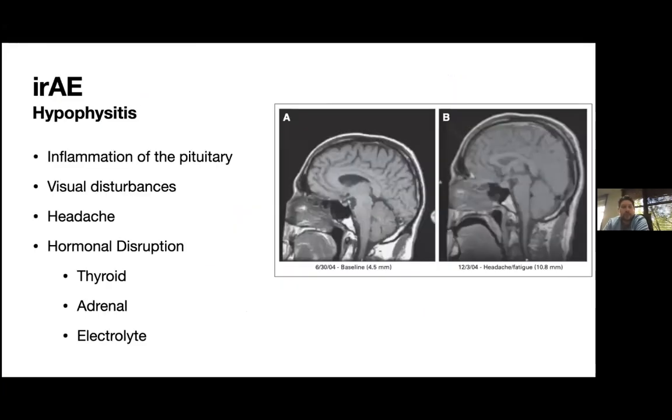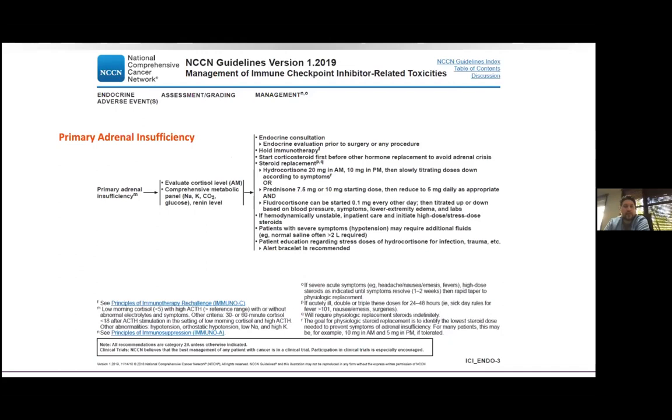The hypophysitis that I spoke about, in terms of inflammation of your pituitary gland, as you can see here, your pituitary fossa fills up, and you can get a pressure effect on your CNS with visual disturbances, headache, and hormonal disruption in terms of thyroid, adrenal, and electrolyte issues.